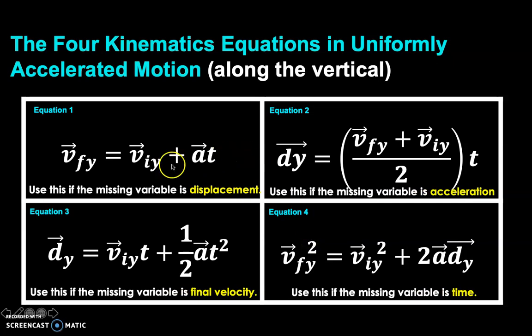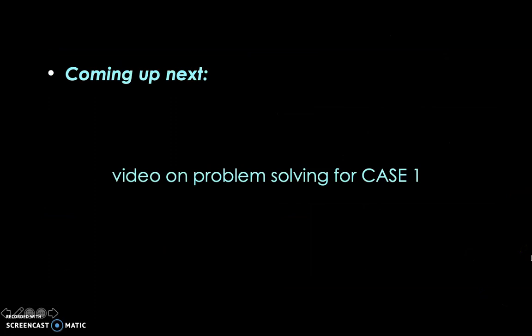For example, if displacement is the missing variable in the problem, you pick equation 1 because displacement is not there in that equation. As simple as that. I won't expound on this for now because in the next video, we'll talk further about problem solving, specifically for case 1.